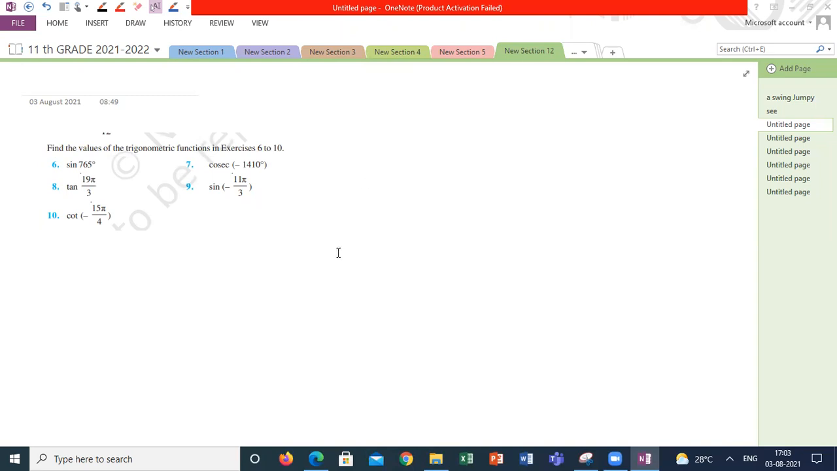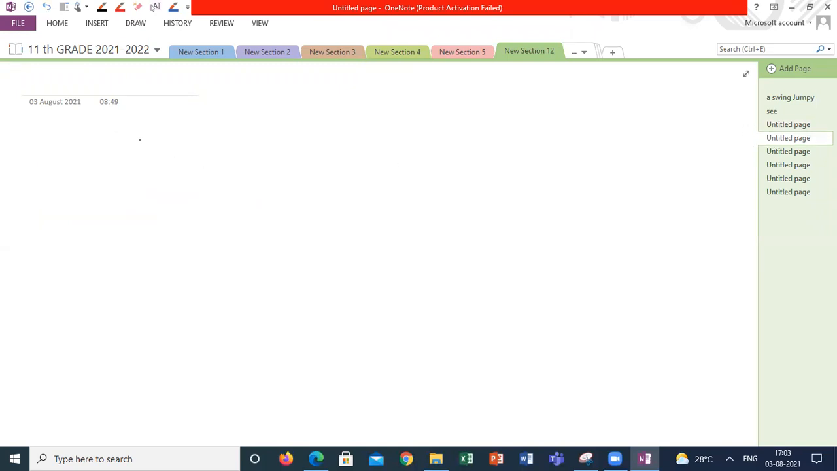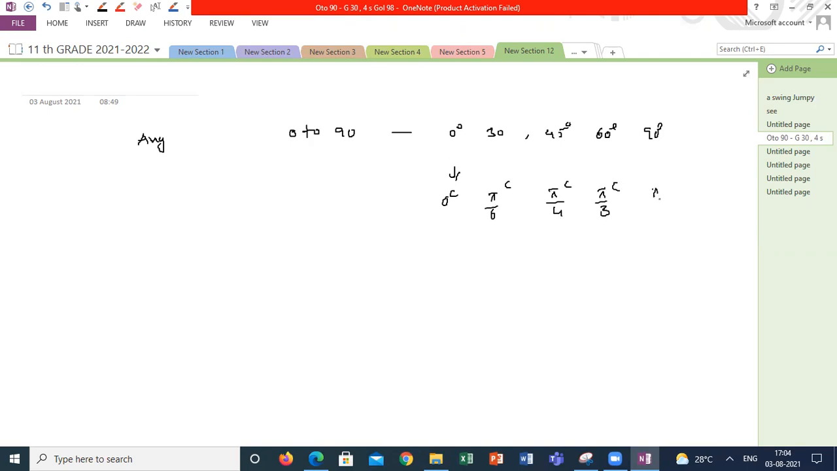Today we are going to discuss how to calculate the trigonometric ratios of any angle more than 90. We know how to do angles from 0 to 90 for standard angles, like 0 degrees, 30 degrees, 45 degrees, 60 degrees, and 90 degrees. So 0 degrees we can write as 0 radians, pi by 6 radians, pi by 4 radians, pi by 3 radians, and pi by 2 radians. If the angle is more than 90, how to deal with it?